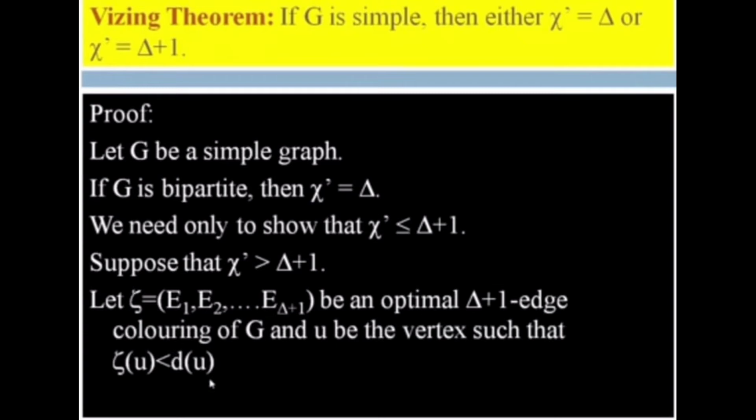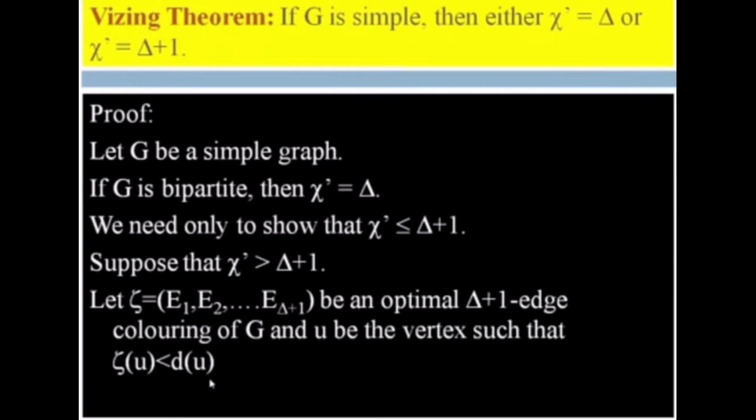Let G be a simple graph. If G is bipartite, then chi dash is equal to del. We need only to show that chi dash is less than or equal to del plus 1. Suppose that chi dash is greater than del plus 1. Let script C with edge sets E1, E2, etc. to E del plus 1 be an optimal del plus 1 edge coloring of G.